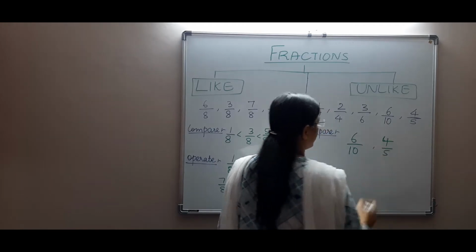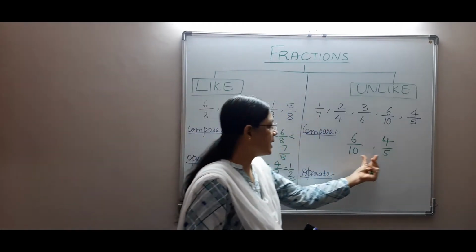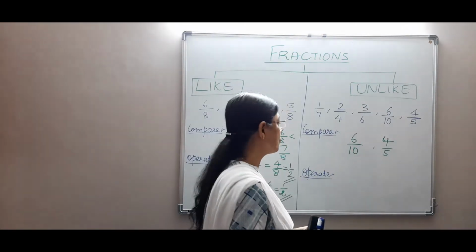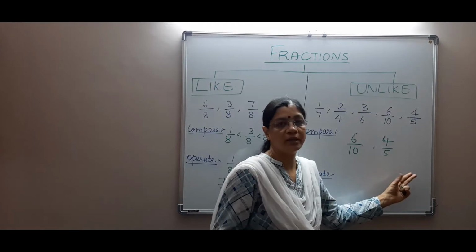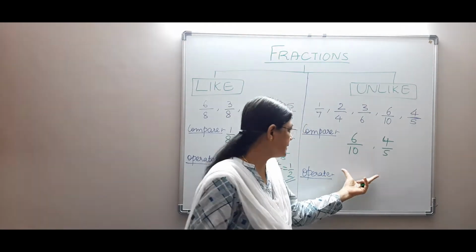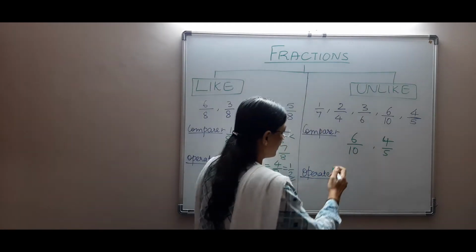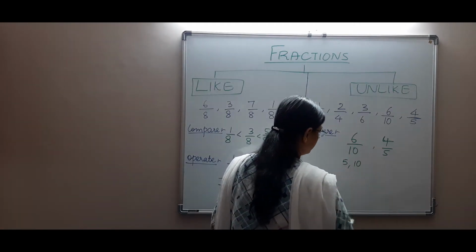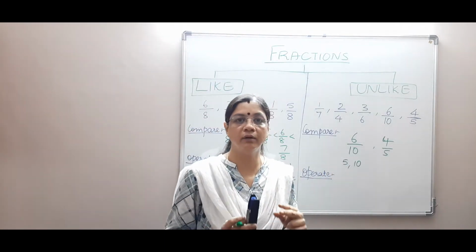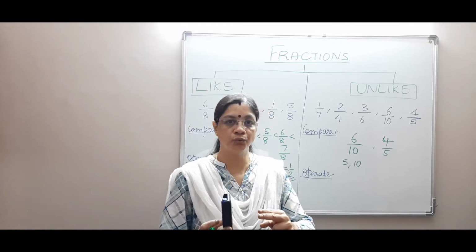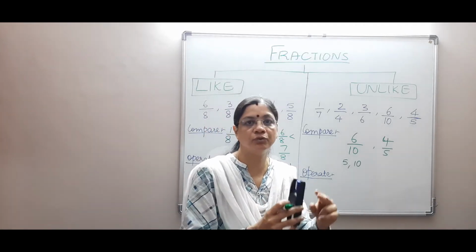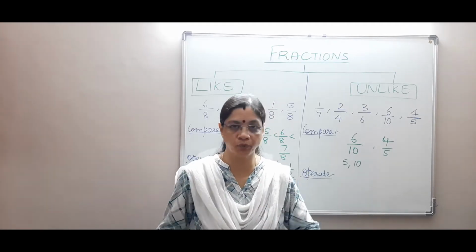See, I have taken 6 by 10 and 4 by 5. Now these are unlike fractions because denominators are different. These are unlike fractions, isn't it? So when I need to change the denominators, I mean change both of them to be the same, I see both the numbers. See 5 and 10. You take 5 and 10. See, how do I convert? Either I should convert one of the numbers to the other number, or I should change it into entirely different numbers so that the number obtained is common to both the numbers.